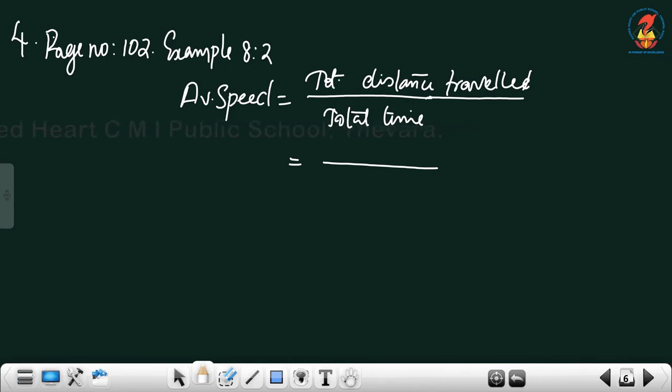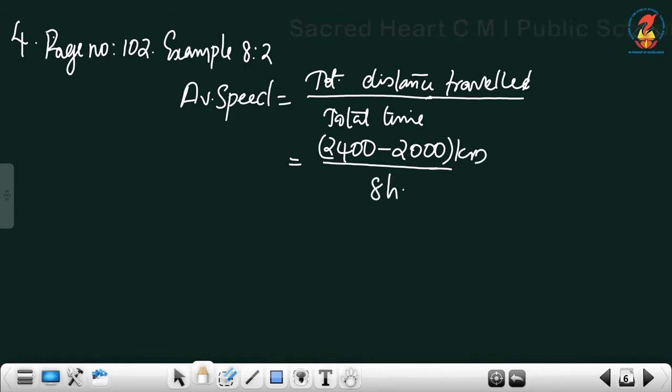At the starting it's 2000 km and at the end of the trip it's 2400 km. So, when you subtract these two values, you will get the total distance traveled during that trip, that is 2400 minus 2000 km. That trip took 8 hours to complete.